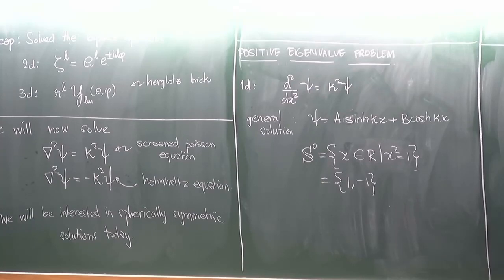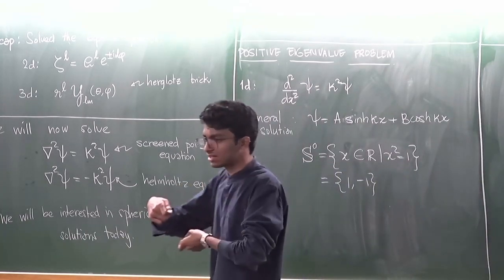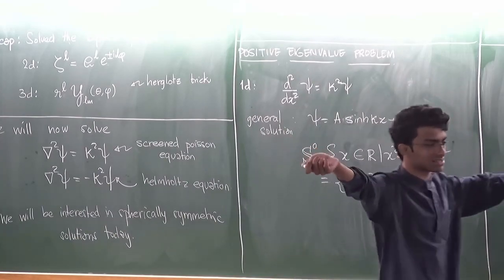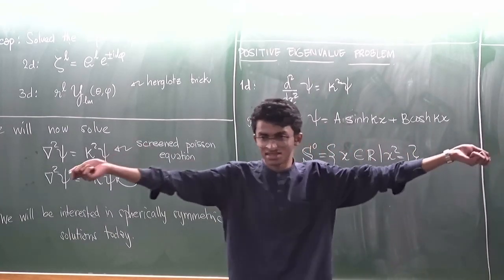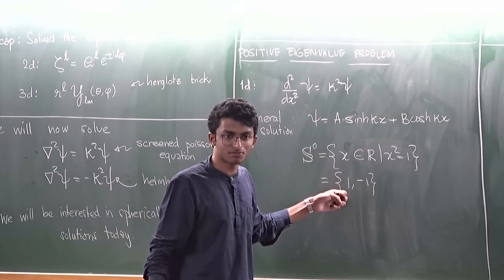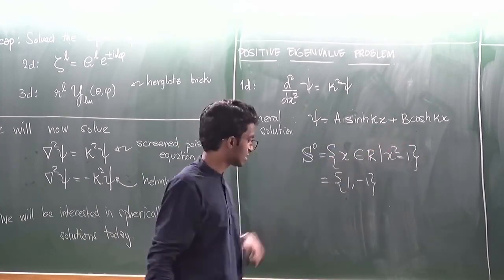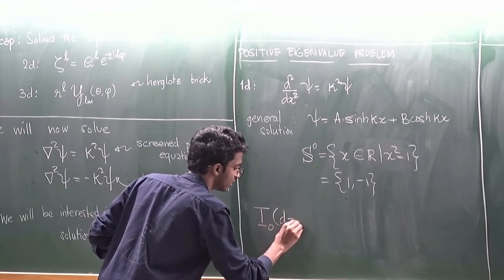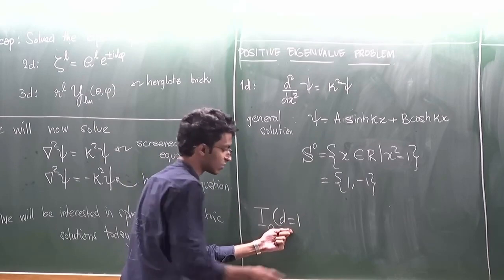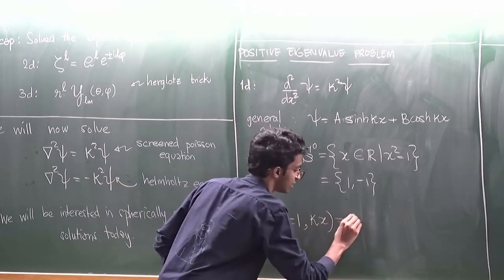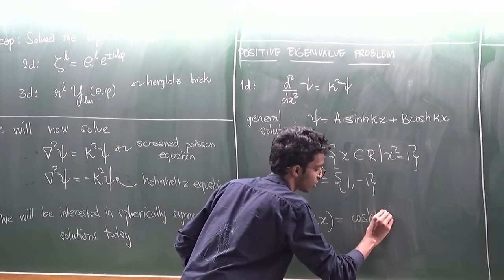Rotation on this sphere basically means you take 1 to minus 1 and minus 1 to 1. That's basically saying you take x to minus x. That's the transformation. So what is the only such solution that's invariant under this? It's just cosh. So the spherically symmetric solution, which I will denote by I naught, since we are in d equal to 1, is a function of kappa x, remember? It's just cosh kappa x.